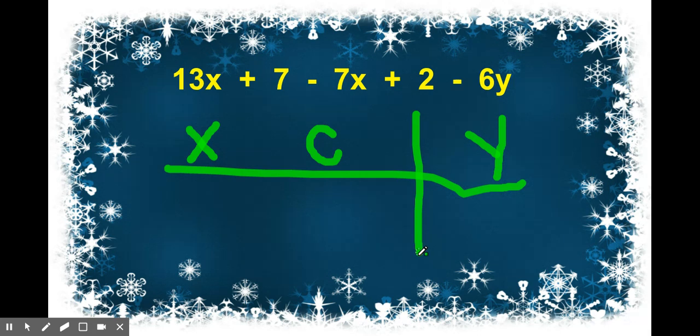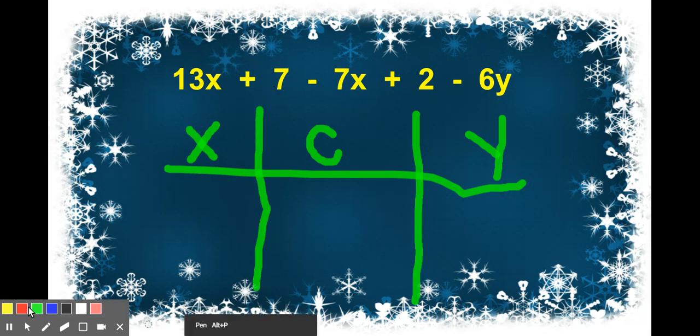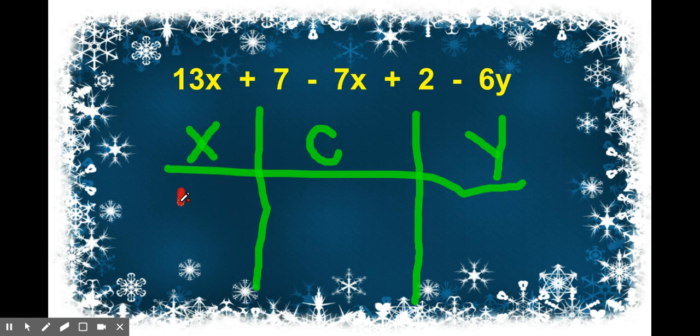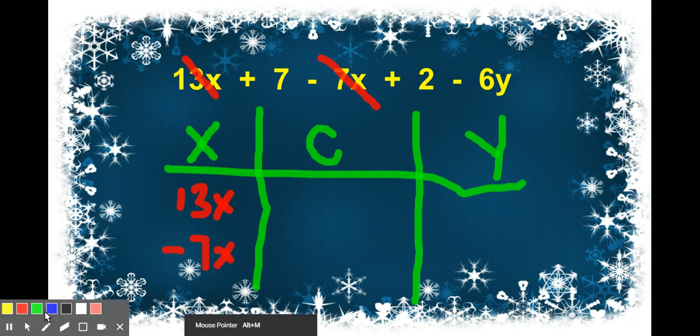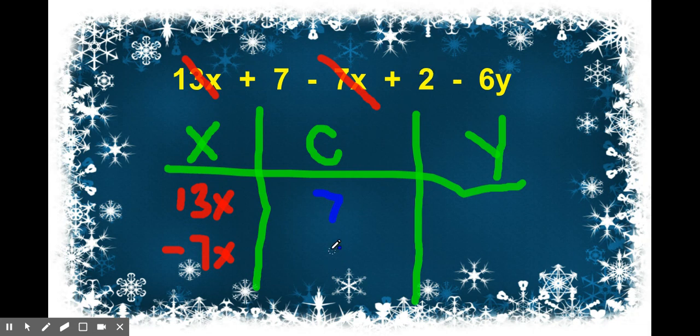So I'm going to create a 3-column T-chart. And I say, okay, well, what do my terms look like with the x? Well, I have a positive 13x, and I have a negative 7x. All right, so I've used these. My constants, what do my constants look like? Well, I have a positive 7 and a positive 2.